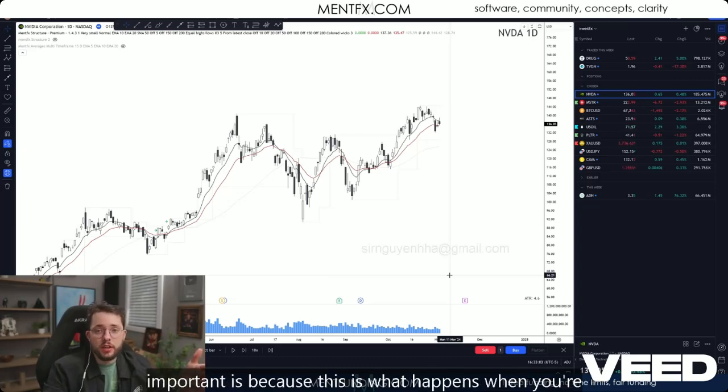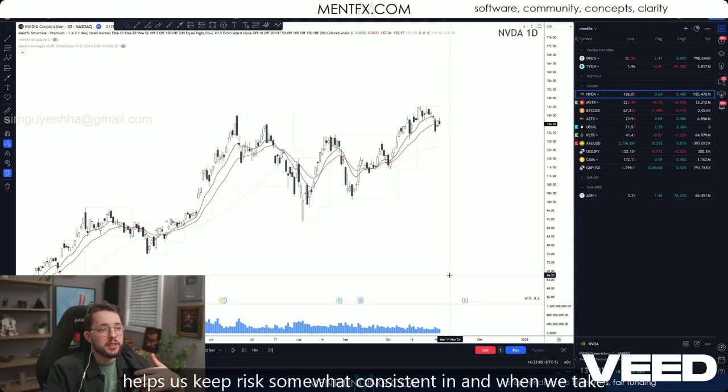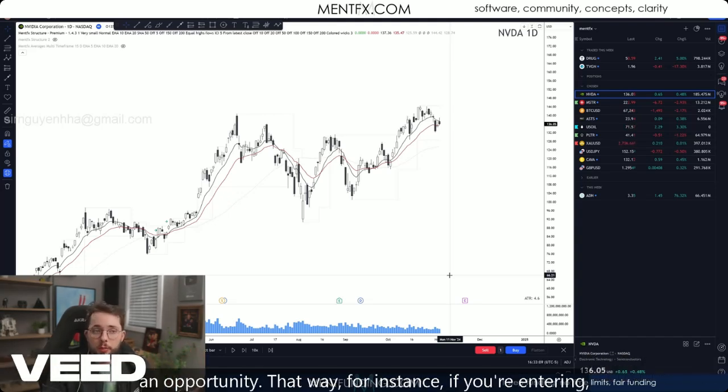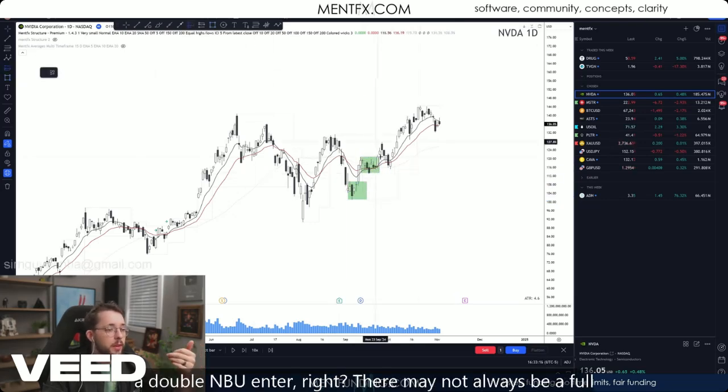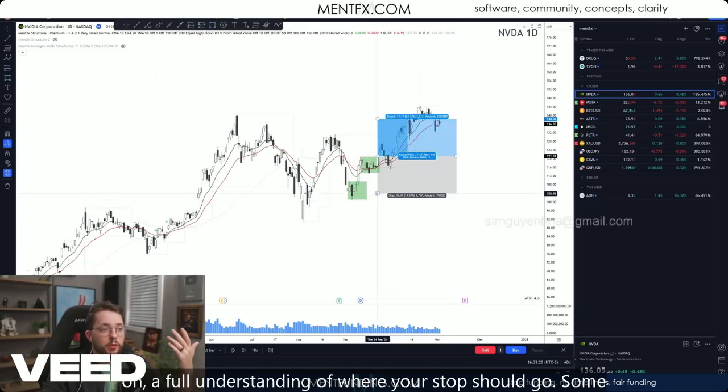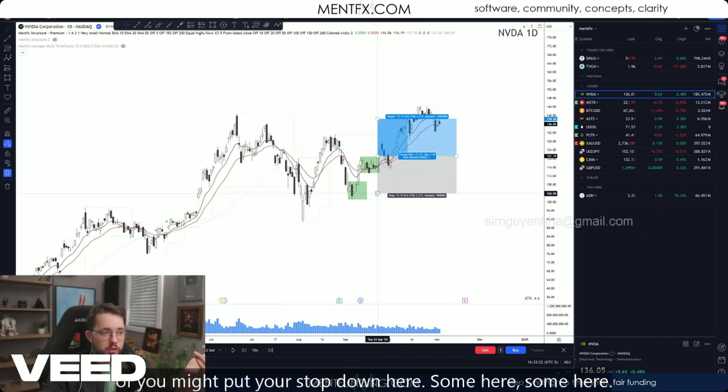And the reason this is very important is because this is what helps us keep risk somewhat consistent when we take an opportunity. For instance, if you're entering, let's say, this double MB right here, there may not always be a full understanding of where your stop should go. Some of you might put your stop down here, some here, some here.